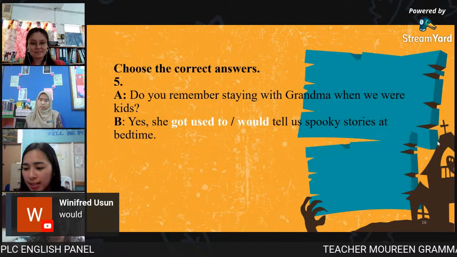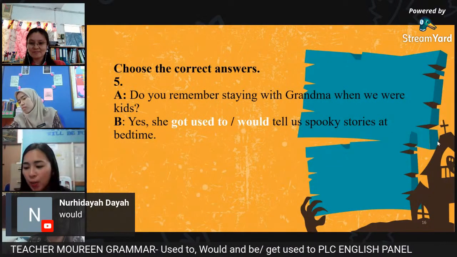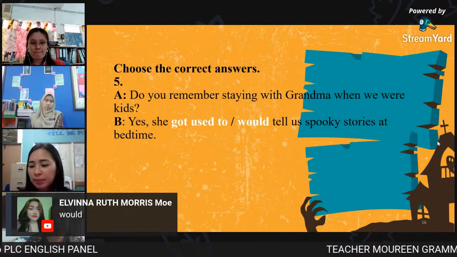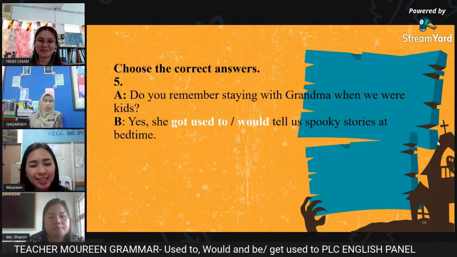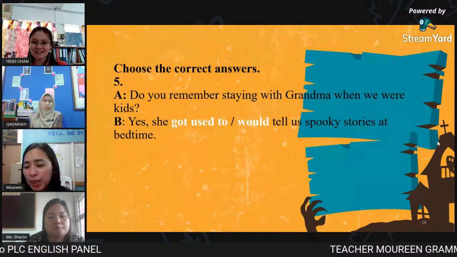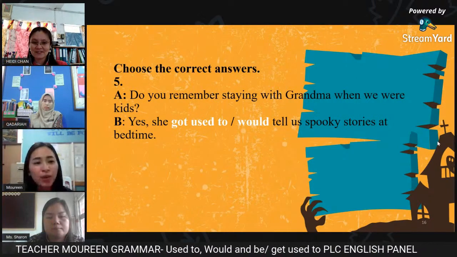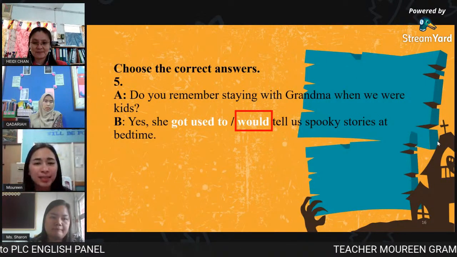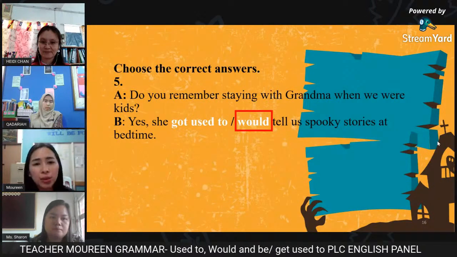So Raylan has answered. Justin, Vivian, Basil, Evelyn, Bradley, Samson, JC, Winifred, Badrun, Hidayah, Elvina all answered would. Okay, most of you answered would. Is that the correct answer? Okay, I shall reveal the answer, class. Maybe your answer appeared quite late in the chat box, but I'm sure you have your answer on your piece of paper. So for question number 5, the answer is would. Because you are saying that in the past, grandma would tell spooky stories at bedtime. And got used to is not a complete form of be or get used to. So it is wrong.